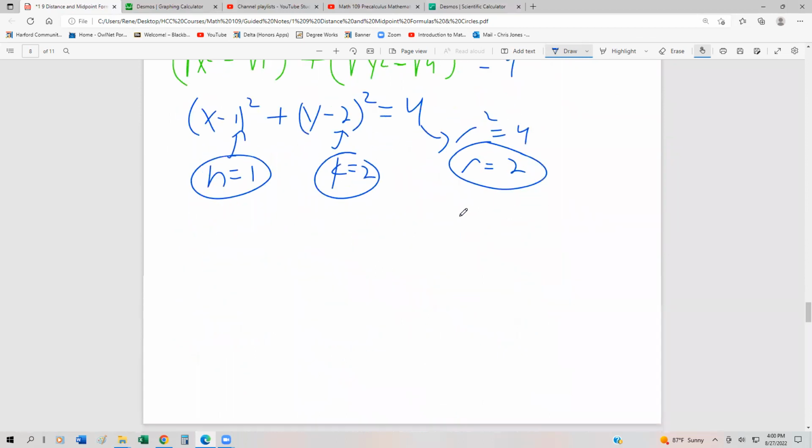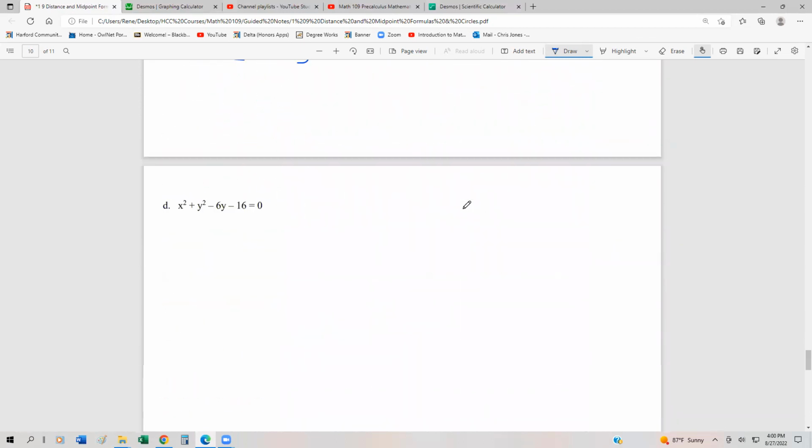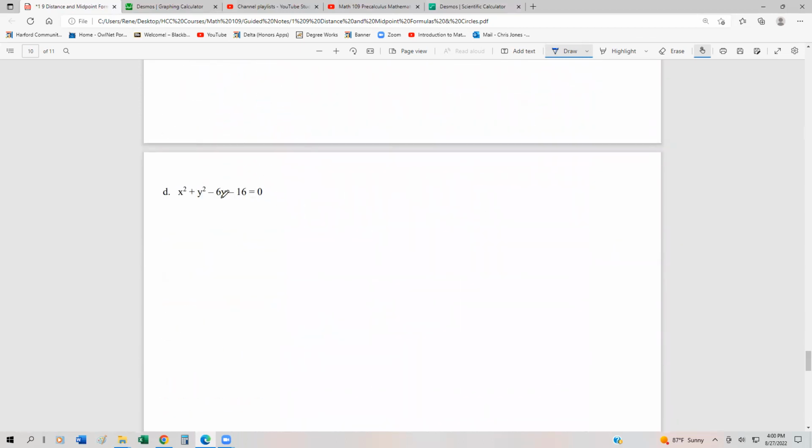All right, so there's one more example, and if you want to try this one, you can pause the video, see if you can write it in standard form, and then identify the center and the radius, and then sketch it. I'm going to finish this one up in another video. So if you want to practice this one and then watch the next video to see if you got it correct, that'd probably be a good way to make sure you get some practice with this.